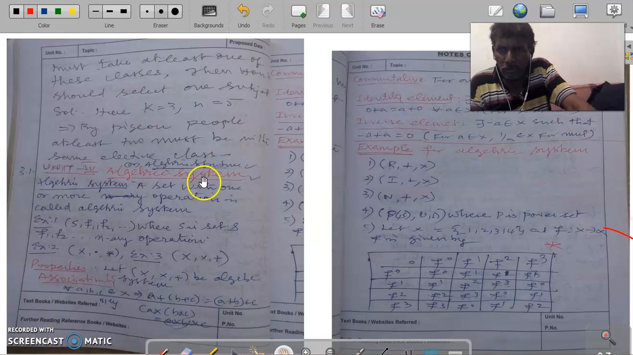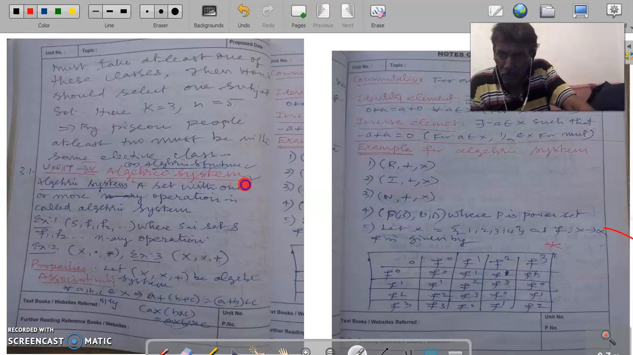Yes, thank you students. Now I will teach you about the fourth unit. Okay, fourth unit. Now, what is an algebraic system?